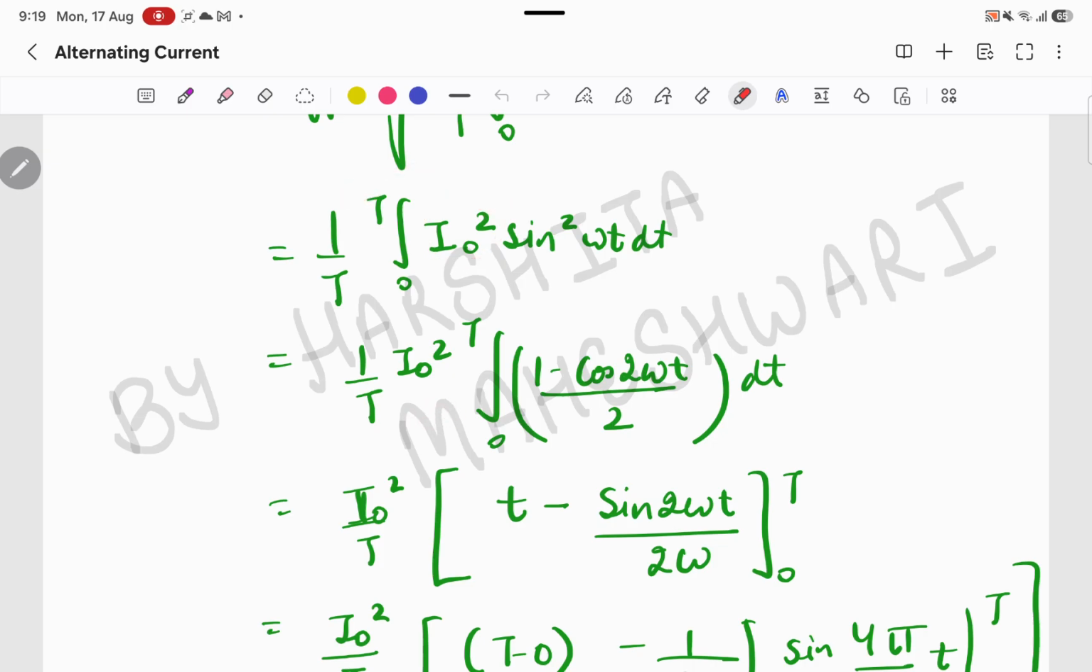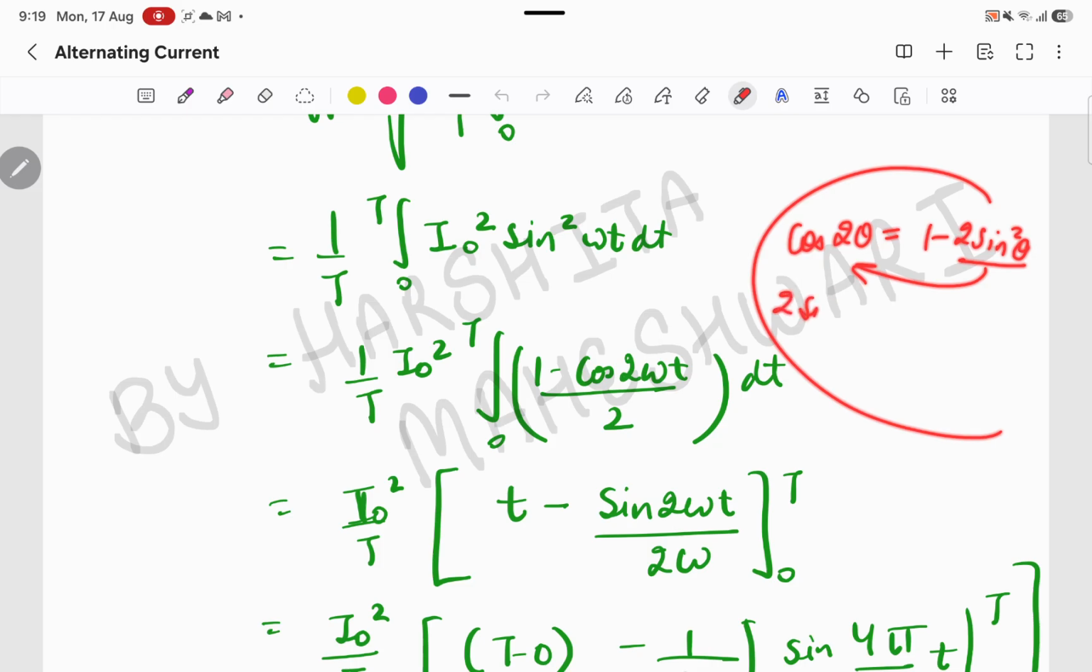But for the integration of any sine square theta term, we will use the trigonometry formula, that cos 2 theta is equal to 1 minus 2 sine square theta. This value I can take here. So it is 2 sine square theta equals 1 minus cos 2 theta. This 2 value I can take in the denominator. So I am getting the value of sine square theta as 1 minus cos 2 theta by 2.